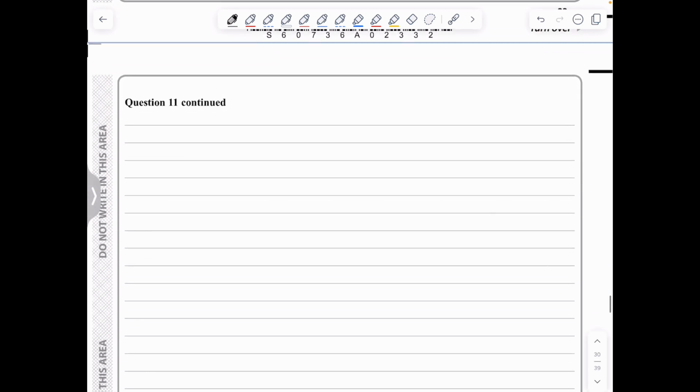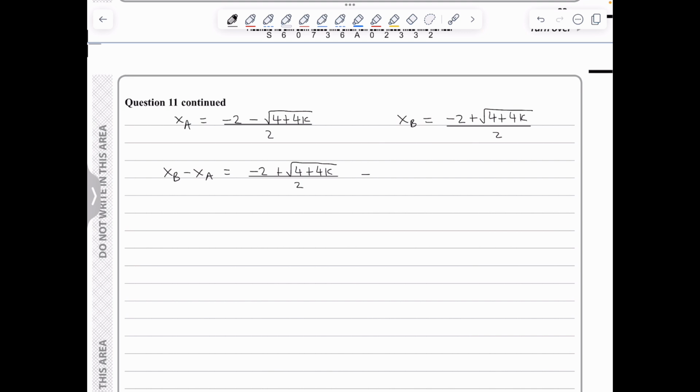I could write here that x of a is minus 2 minus the square root of 4 plus 4k and all of it over 2, whereas the solution for b is minus 2 plus the square root of 4 plus 4k over 2. The difference between the two is xb minus xa, which is minus 2 plus the square root of 4 plus 4k over 2, minus, minus 2 minus the square root of 4 plus 4k over 2.